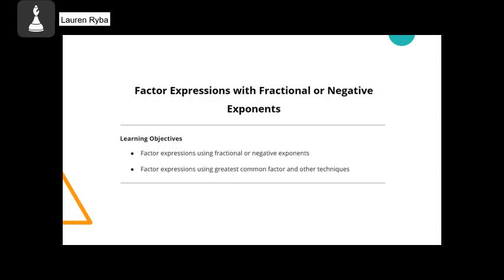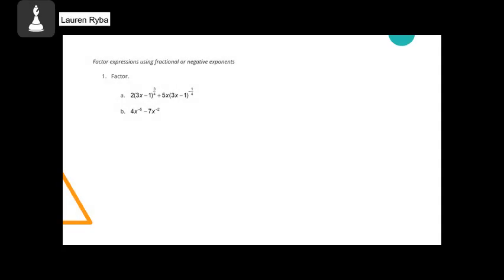The last little bit here is going to have a fraction and negative exponents, and then just working with, again, greatest common factor, maybe combining greatest common factor with another special case. First problem says to factor 2 times the quantity 3x minus 1 to the 3/4 plus 5x times the quantity 3x minus 1 to the negative 1/4.